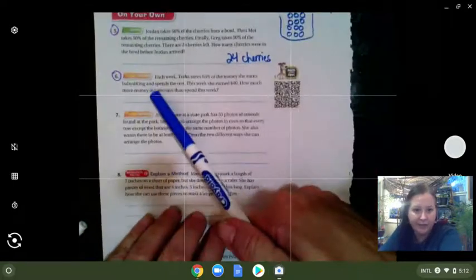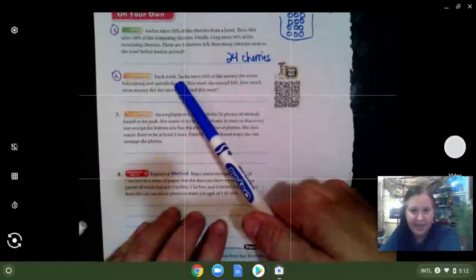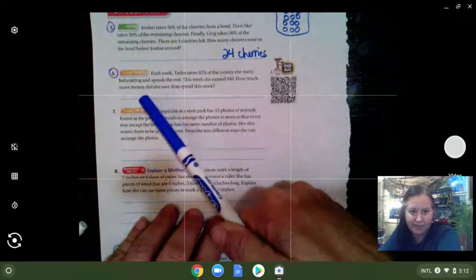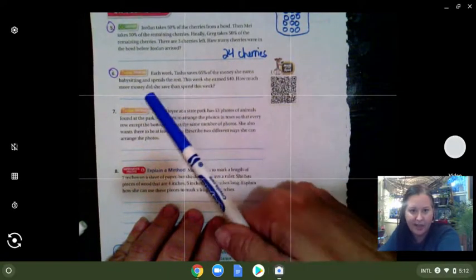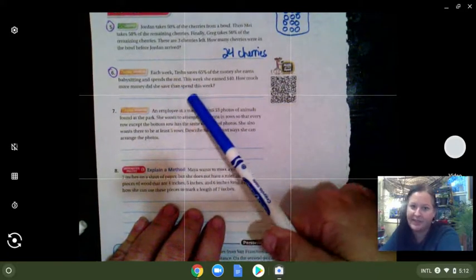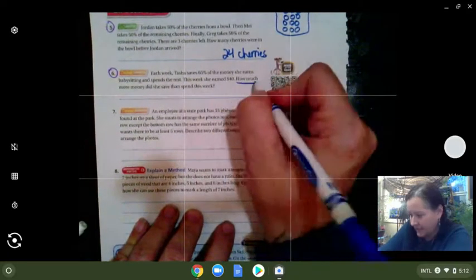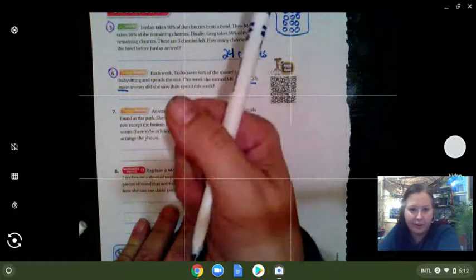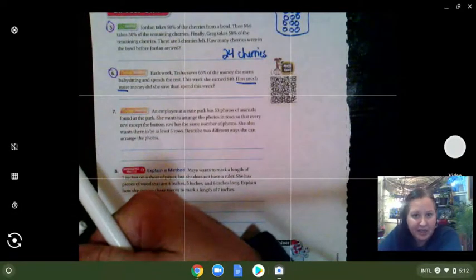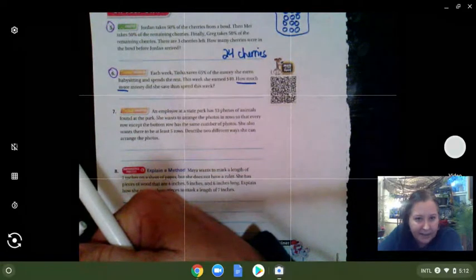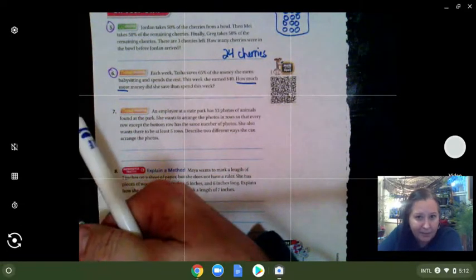Okay. All right. So this one says, each week, Tasha saves 65% of the money she earns babysitting and she spends the rest. This week, she earned $40. How much more money did she save than spend? So this tells us how much more. Somewhere in there, we're going to need to subtract. So my first step is to find out how much of the money she earns babysitting she saves. Okay, 65% of the money she earns babysitting.